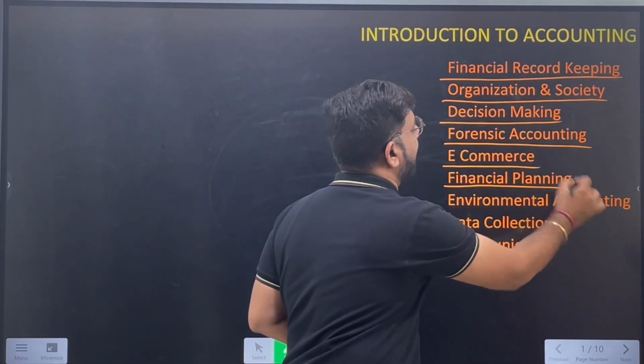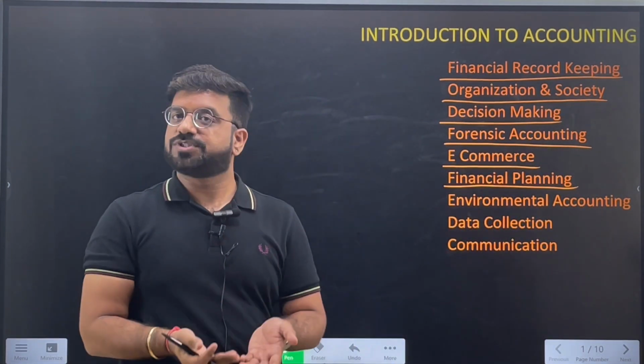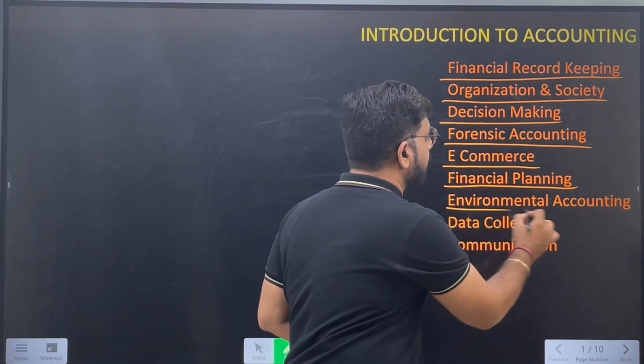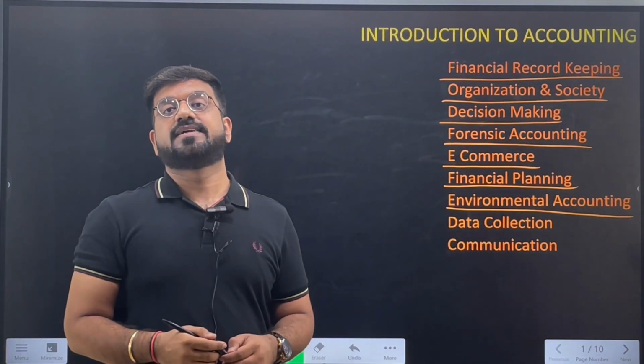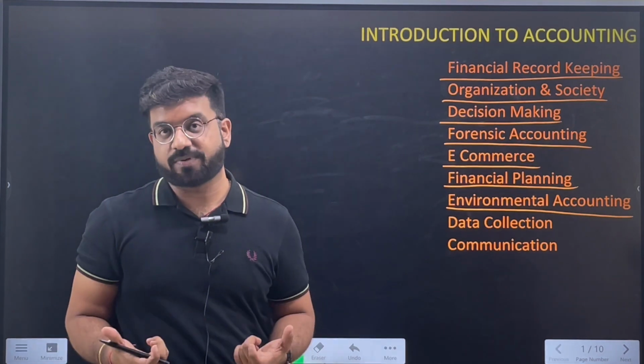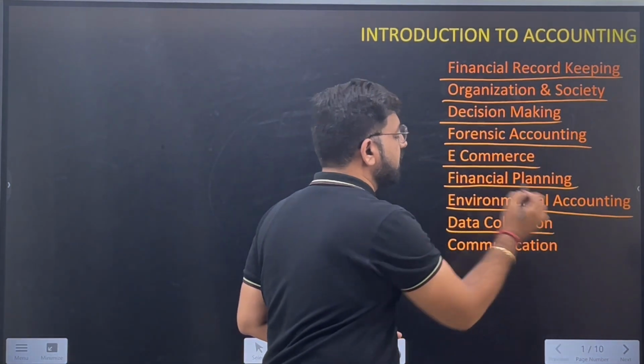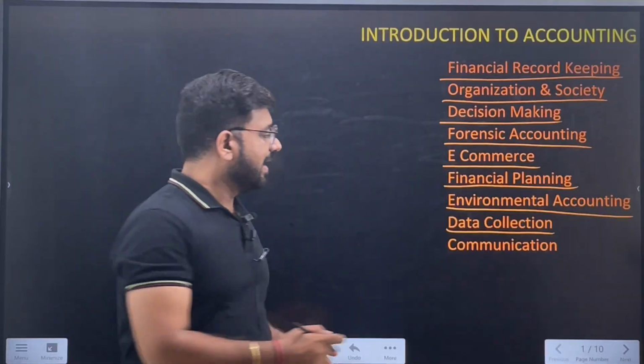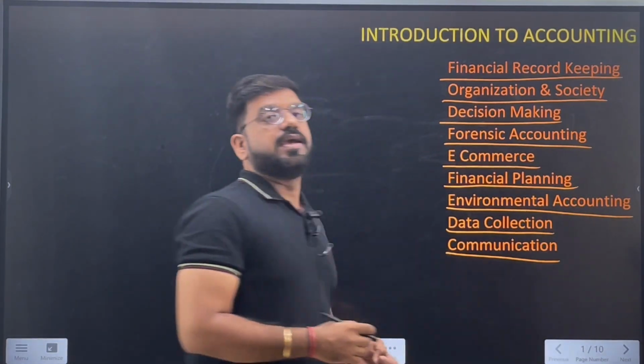Next is financial planning, financial planning for the future. Next is environmental accounting, which again is giving birth to carbon footprints. Next is data collection, the amount of data we collect, which can be helpful in the future in deciding future goals and aims. Next, the last one is communication. In order to communicate the financial transactions, we need to do proper accounting work. So this was the topic for today.